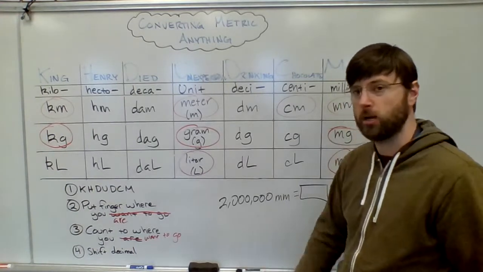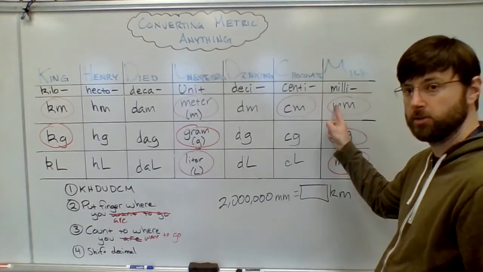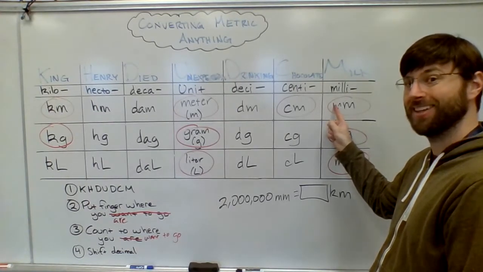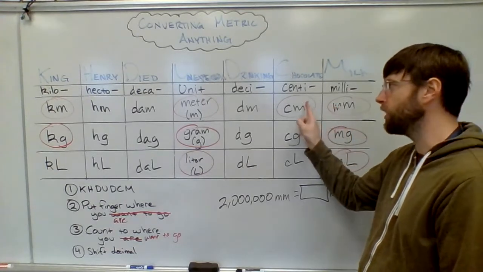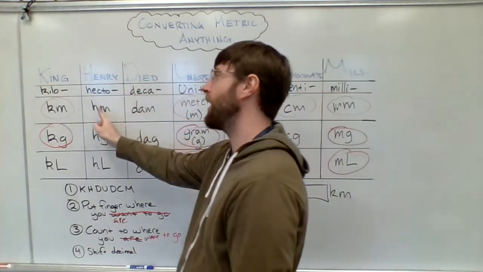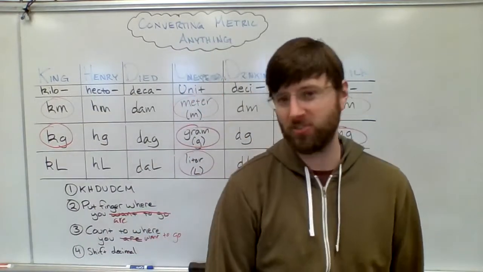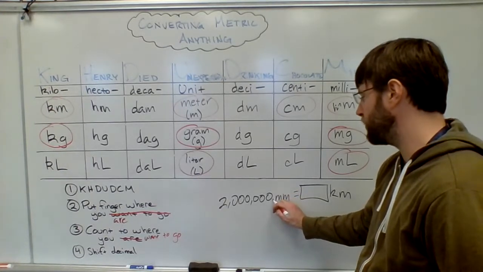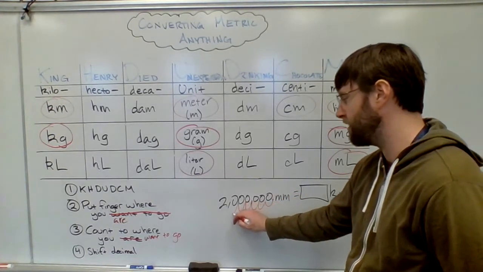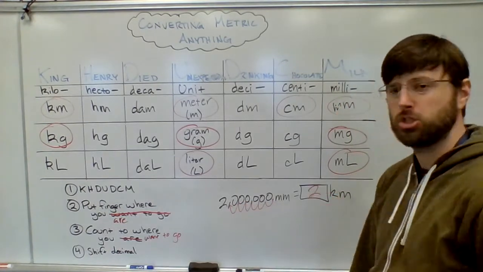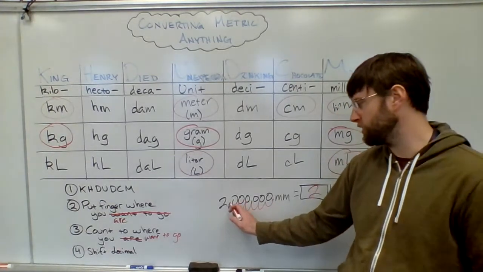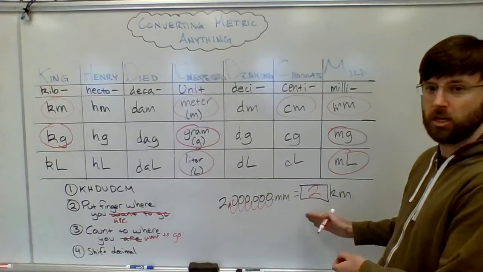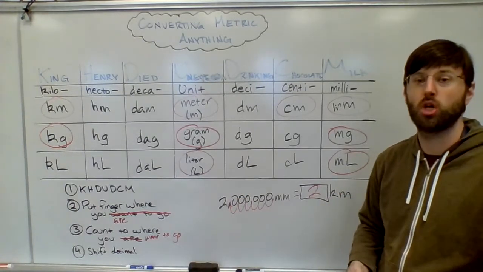I'm starting with millimeters and I need to go to kilometers. And then I count how many jumps it takes to get there as I move to the left. To the left, to the left. 1, 2, 3, 4, 5, 6. I need to shift my decimal 6 times to the left in my 2 million millimeters. 1, 2, 3, 4, 5, 6. That's 2 kilometers because I shifted the decimal over here. 2 million millimeters is the same thing as 2 kilometers.